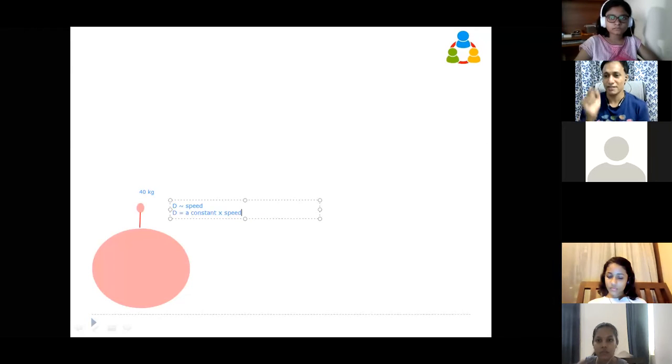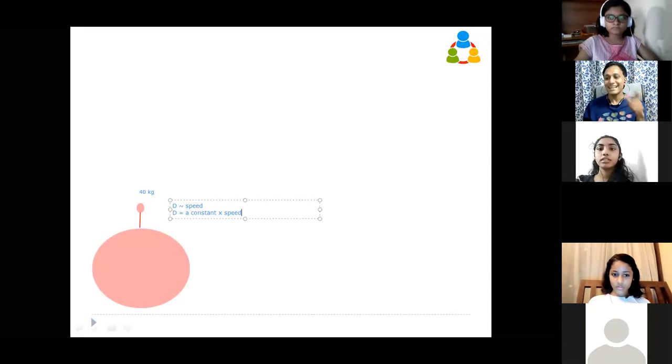Let us assume speed increases from 1 to 5. How much will distance increase? That is that constant. Now you tell me, in the case of distance and speed, if distance is equal to constant into speed, what is that constant? Time. That is time, right? In this case, the constant is time. Do you get that? But for different cases, it will be different.